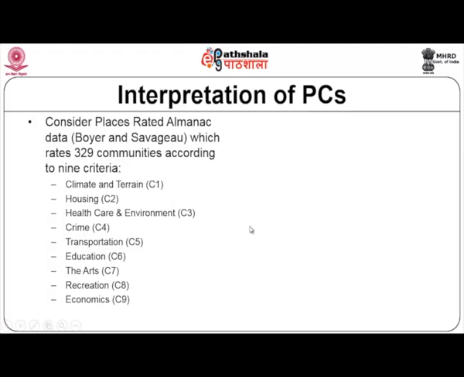Now, how to interpret the principal components? Let us consider a data set which is used for understanding whether a place will be suitable for residential purpose or not. This data set is almanac data, and it is used for rating places based on 9 criteria like the climate, terrain, housing, healthcare and environment, crime, transportation, education, arts, recreation and economics. These are the 9 parameters with which you can rate a particular place. Let us assume C1 till C9 be the IDs given to this data set.